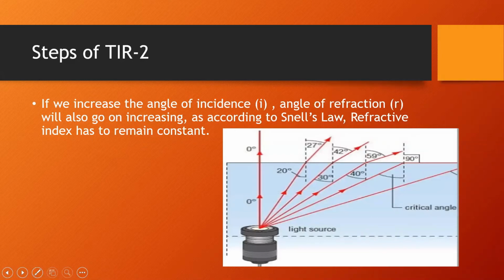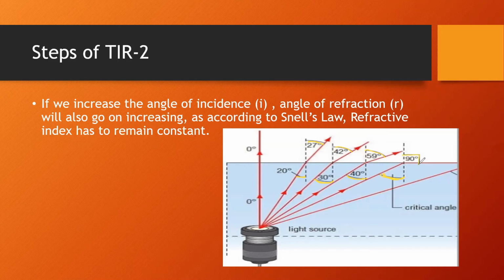Now, when we go on increasing the angle of incidence, what is happening? The angle of refraction is also increasing, right? Initially I took 20 degrees, it is 27. Then I took the angle of incidence as 30, it went to 42. I took the angle of incidence as 40, my angle of refraction went to 59. In this way, I am going on increasing my angle of incidence, and at one particular angle of incidence, I am going to get my angle of refraction as 90 degrees, right?